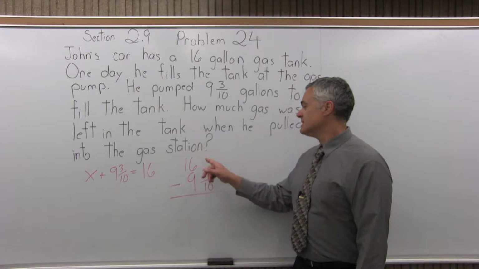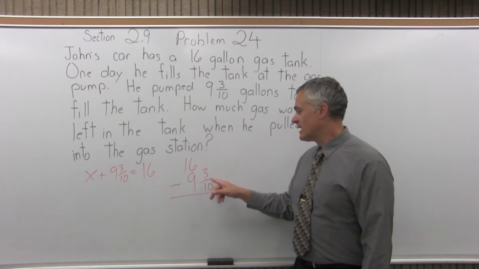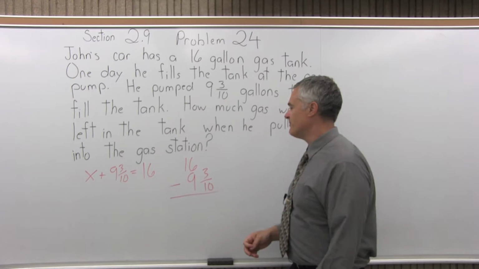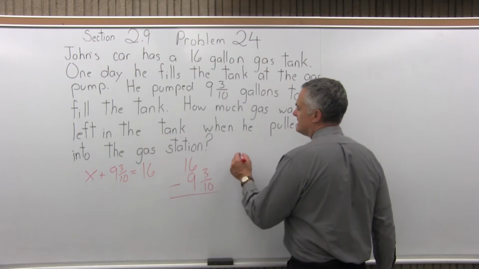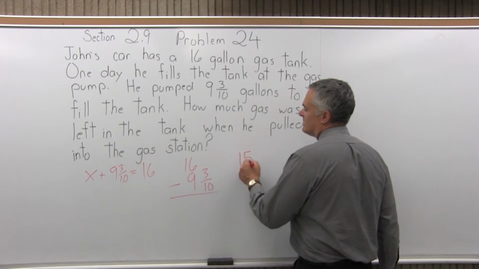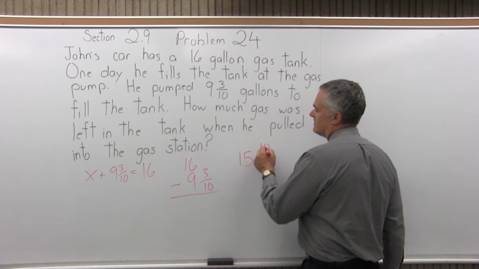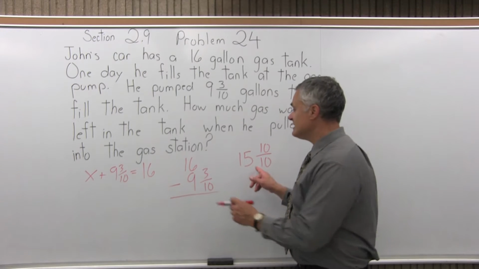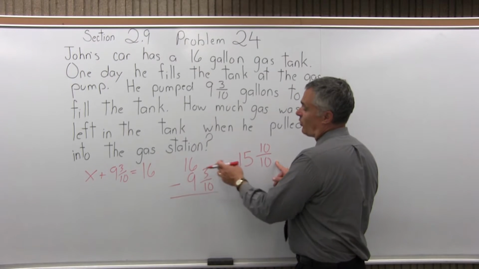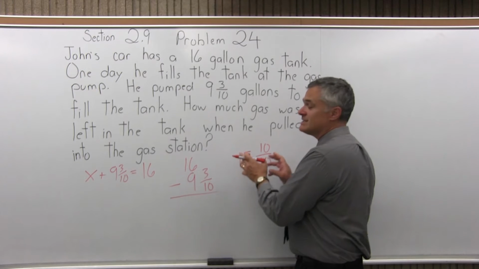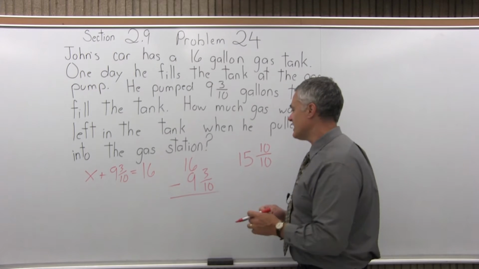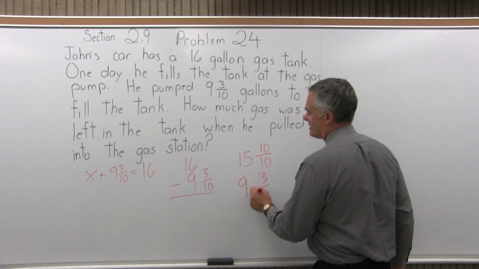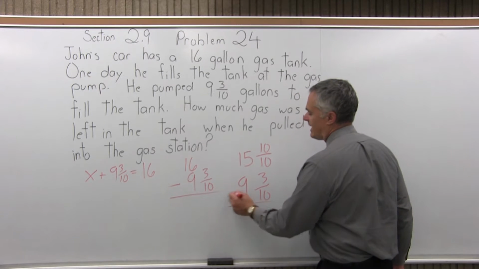Now the problem is the 16 doesn't even have any fractions. I want a common denominator. There are no denominators. How do I make it match up? So instead of 16, let's write this: 15 and 10/10. That's a 16. The 10/10 is a 1, so it's 15 and 1 more. It's still a 16. You still have 16 gallons of gas. But this way, I have everything written in a way that it lines up.